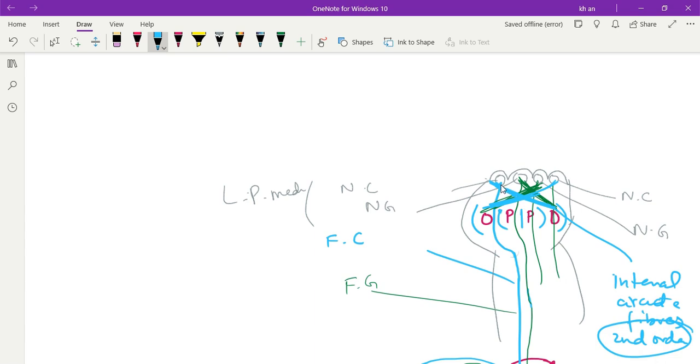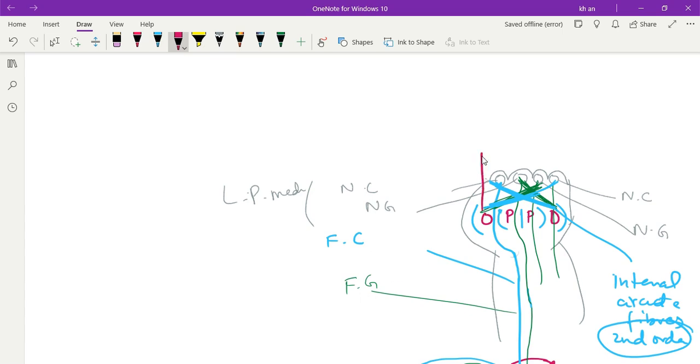First order neurons will finish into the nuclei, and from there the second order neurons will come out and decussate to the opposite side. This is called contralateral, going to the contralateral side, or decussation. Now they will change their name to the internal arcuate fibers. Here they were fasciculus cuneatus and gracilis.